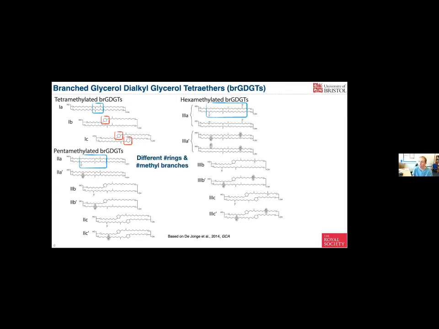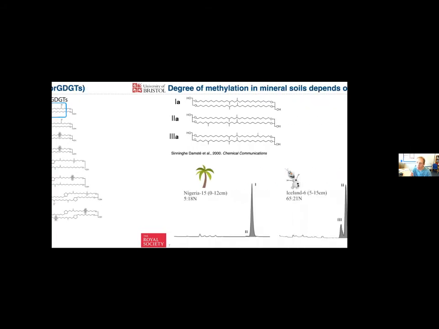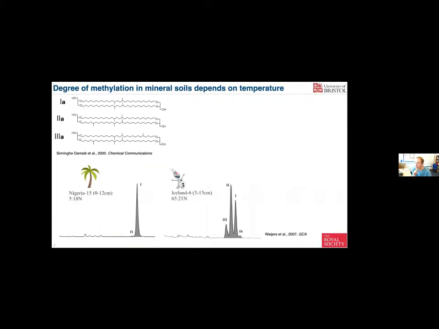So the main thing is that these lipids, which are produced by bacteria, can change the number of rings and the number of methyl branches. And today we're mainly going to focus on these variations in the amount of methyl branches. And the reason is that there's a lot of work done led by Naafs, sort of like 10, 15 years ago, when they looked in mineral soils, so not peats, but mineral soils, and they looked at the distribution of these branched GDGT lipids.